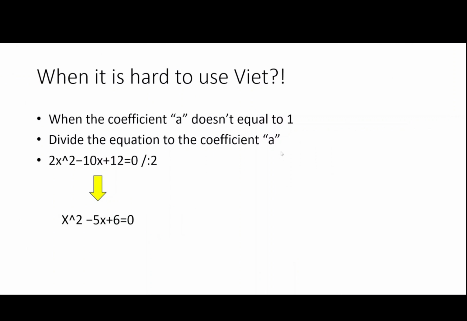As I mentioned above, when the coefficient a doesn't equal 1, it's not recommended to use Viet's theorem. But if the whole equation is divisible by a number, for example 2, we have 2x to the power of 2 minus 10x plus 12 equals 0, where we can divide everything by 2, and then we have an equation where a equals 1. So you can easily use the theorem of Viet and save your time.